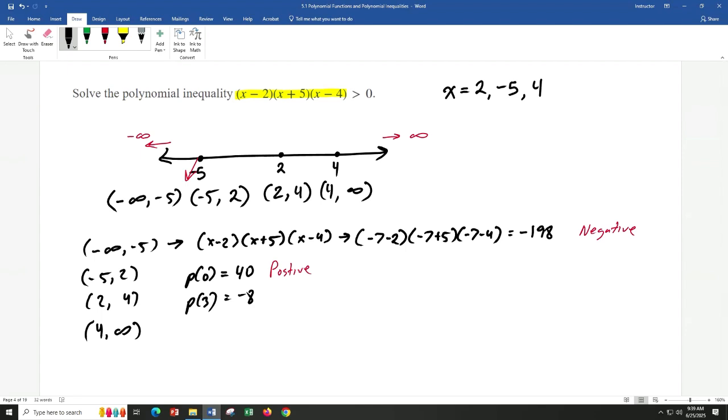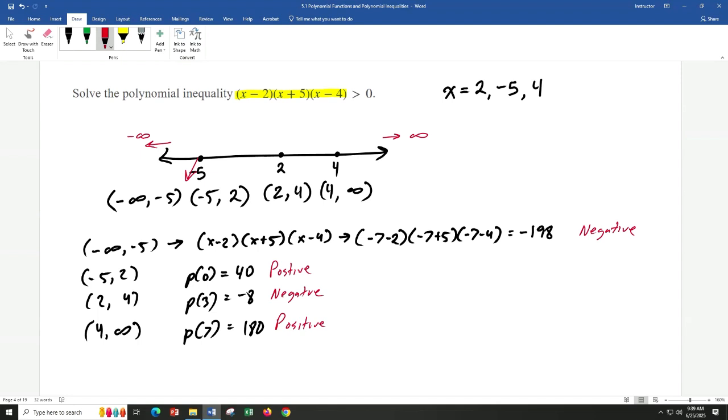You can pick whatever number you want. I'm just picking arbitrary numbers. Okay. And then for this last one, I believe I picked 7 again, and I end up getting 180. Well, look what happens here. I get a negative, and then I get a positive. You see the pattern?